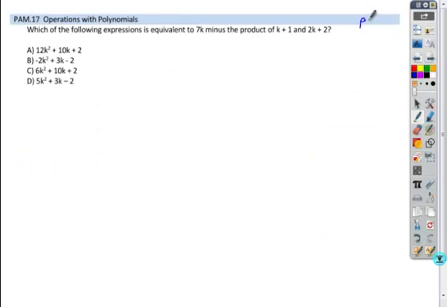In addition to isolating variables from different equations, you're also going to be expected to work with higher degree polynomials, including adding, subtracting, multiplying, dividing, and factoring. This is on page 16 as well, and I want you to just really quickly see if you can work through this problem, please.